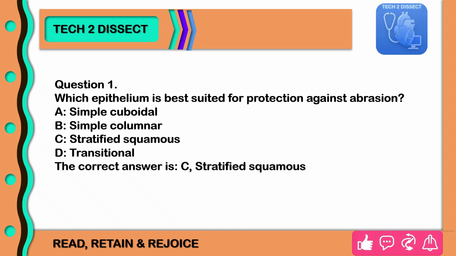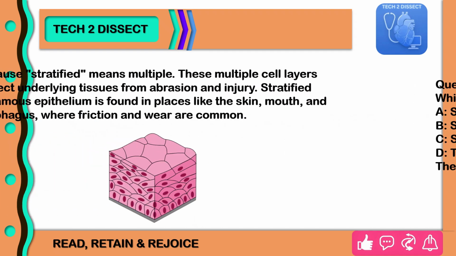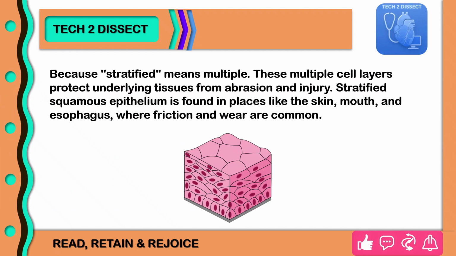Stratified squamous, because stratified means multiple. These multiple cell layers protect underlying tissues from abrasion and injury. Stratified squamous epithelium is found in places like the skin, mouth, and esophagus, where friction and wear are common.